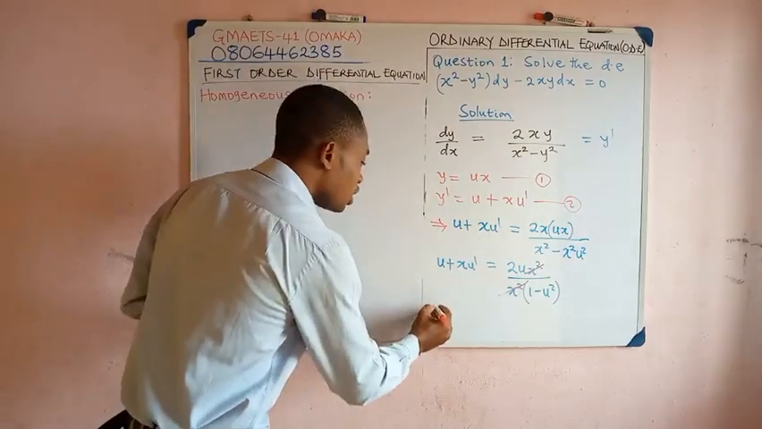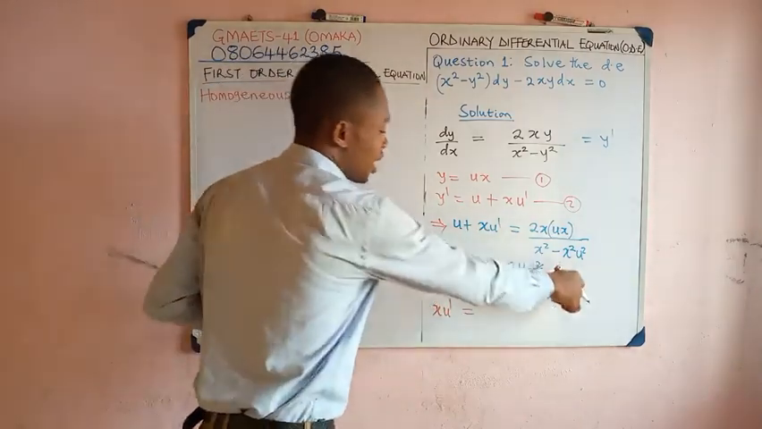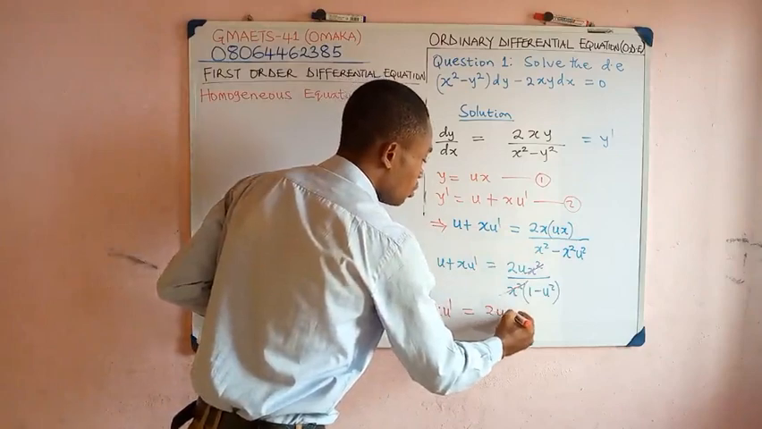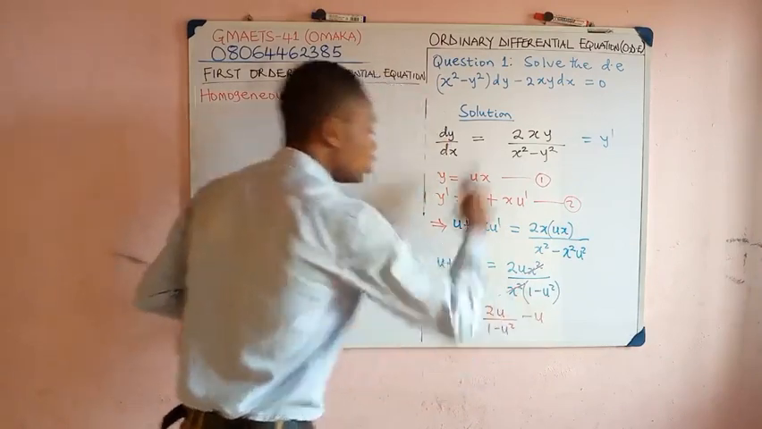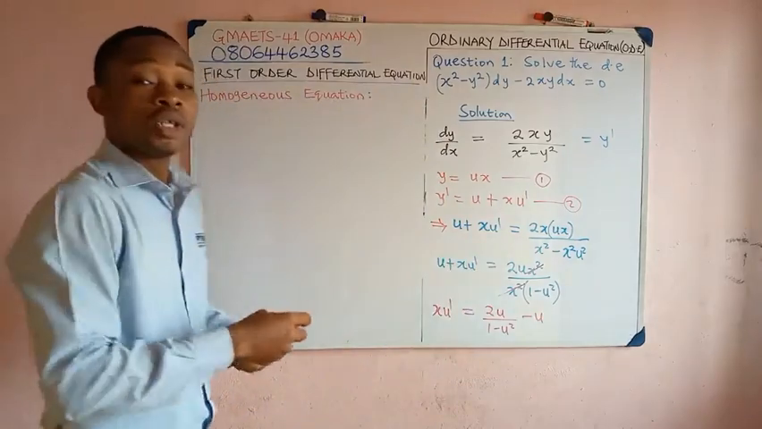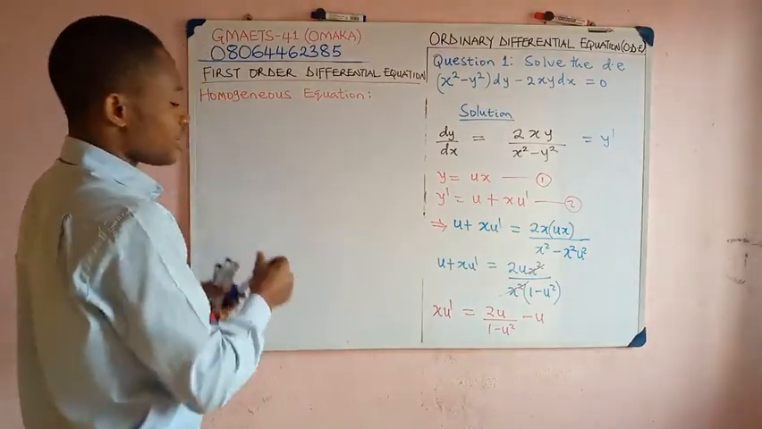Then we would have x times u prime equal to, let's take this u to the right hand side. We'll have 2u all over 1 minus u squared, then minus the u that we crossed over. We can find the LCM of the right hand side, okay?